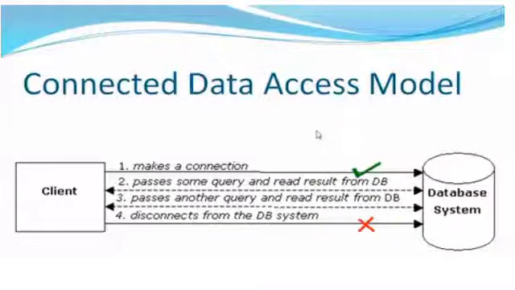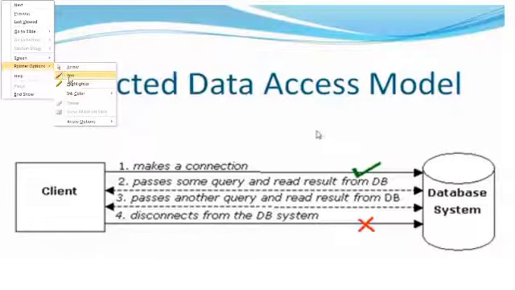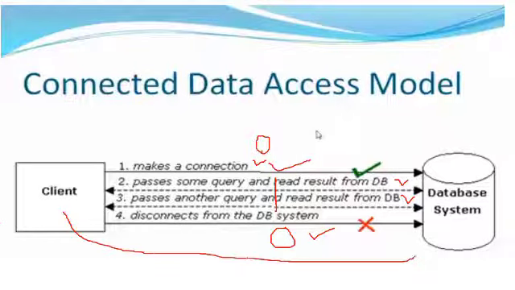If you look at the model of connected architecture, you have to make the connection, and the connection continues, passes some query, the connection is on, then again passes another query, the connection is always on. That means once you are connected, the connection is always on. Then finally, at last, you fire for disconnection. Here is the connection and here is the end of the connection, and these are your transactions from client to database.